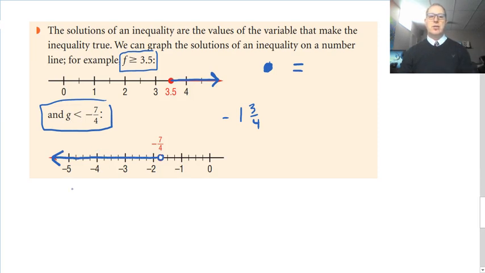G, these are all the g values over here. Look at all these g values over here. And they are less than -7/4. They're less than this value right here. So all the g's are on this side. Okay? Got it? All right, hopefully that's helping. Now we're almost done.